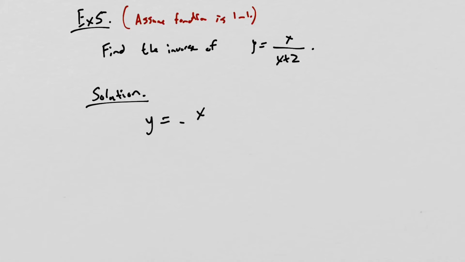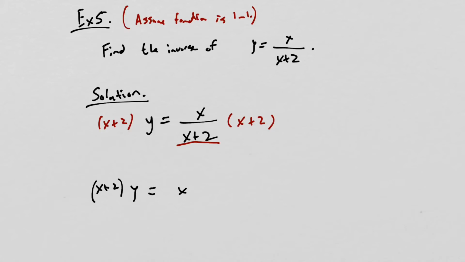Let me first copy the function down. Now I'm going to multiply both sides by this x plus 2 here. So multiplying the left-hand side by x plus 2 and multiplying the right by x plus 2. This gives us x plus 2 times y is equal to x. Let's go ahead and distribute this y across. And the left-hand side becomes xy plus 2y is equal to x.